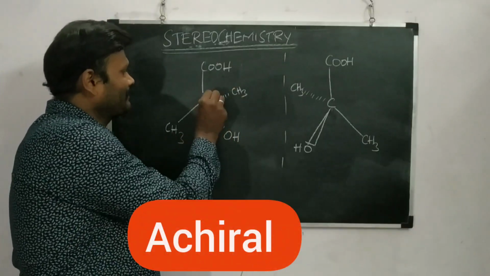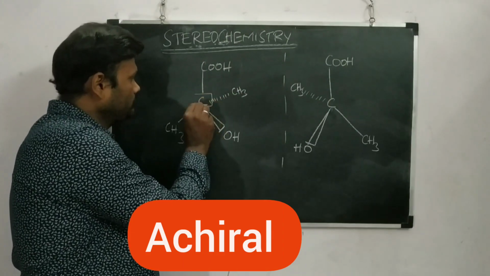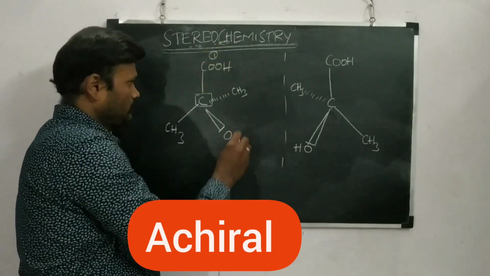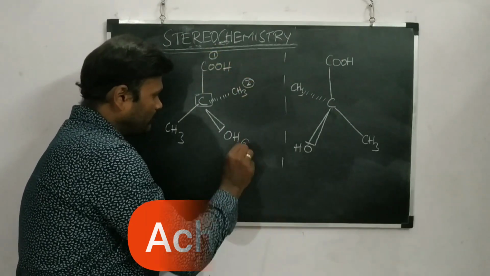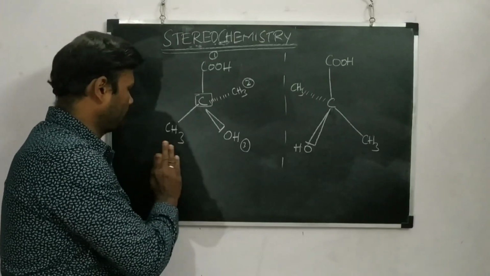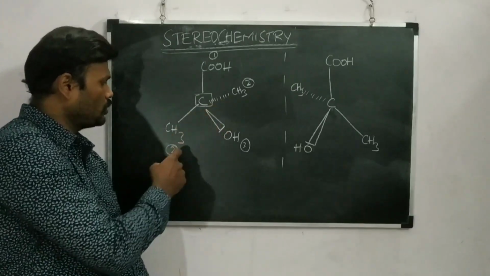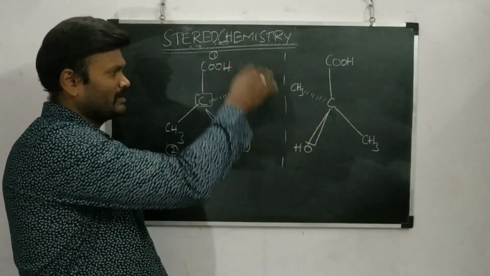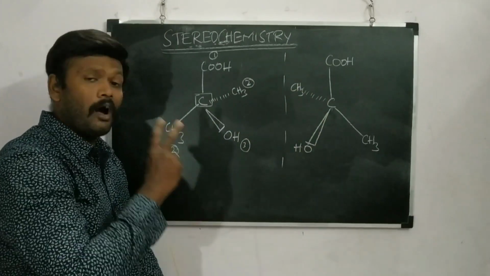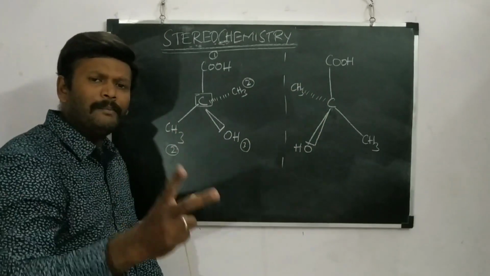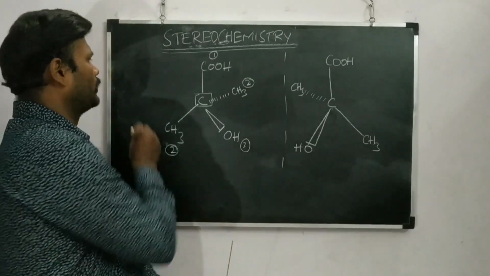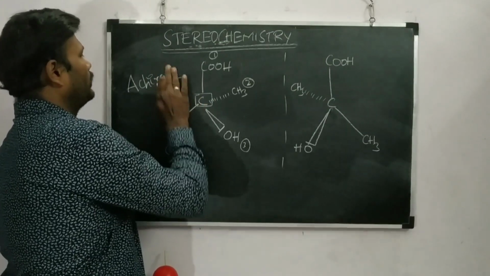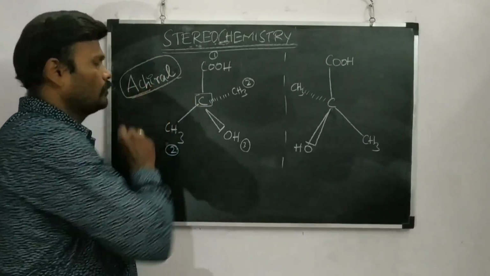If you consider this carbon, you assume that this is the carbon. Here one group is different, a second different group is there, a third different group is there, but the fourth group is the same as the second group. So these 2 are the same. And here also, if you are taking a mirror image like this, all the groups perfectly match with each other. That gives an achiral molecule. This is an achiral molecule.